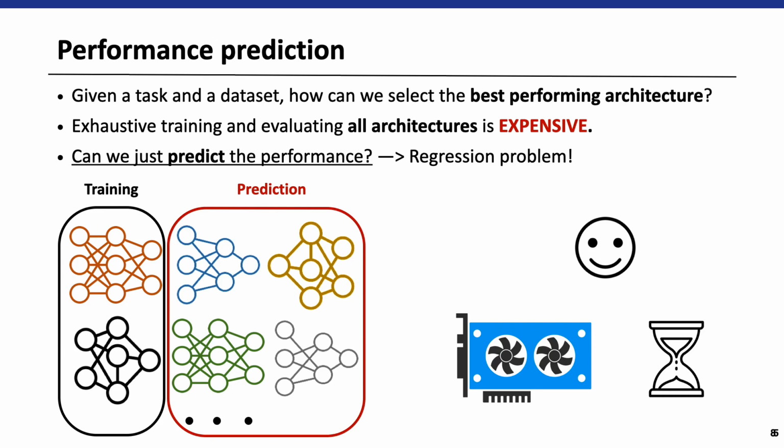Then, how can you determine which architecture will perform well for a specific task and dataset? The simplest method would be to train and evaluate all architectures, which is prohibitive. As an alternative, we can utilize performance prediction, which involves accurately predicting performance rather than empirically measuring it. This approach frames performance prediction as a regression problem that estimates the performance of architectures.